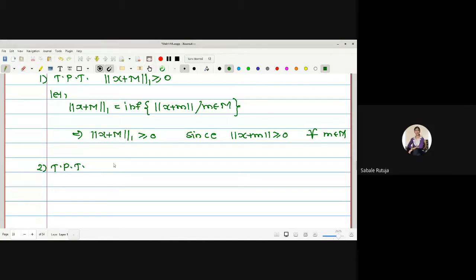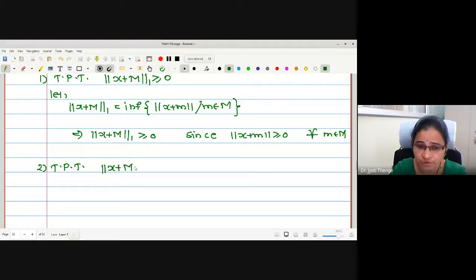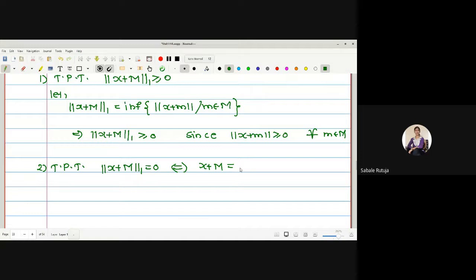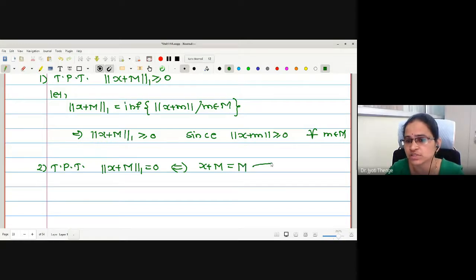Norm x equal to 0 implies x equal to 0. Very good. Now we will write for our set. Norm 1 of x plus m is equal to 0 implies and is implied by x plus m equal to m. Yes, it is m. Why m? Because this m is the zero element of the quotient space, right?